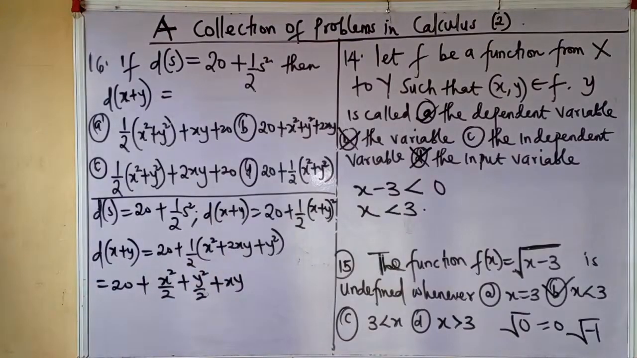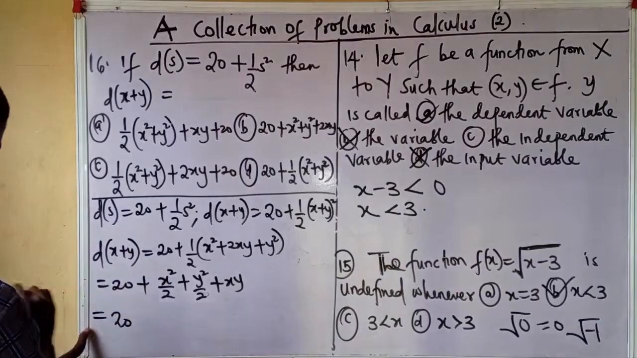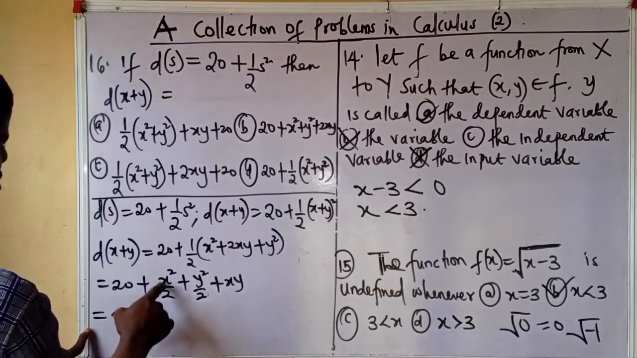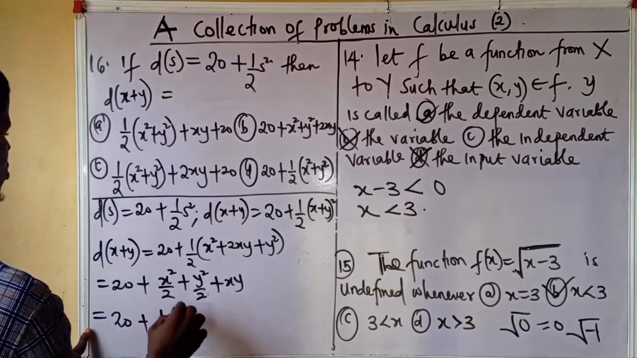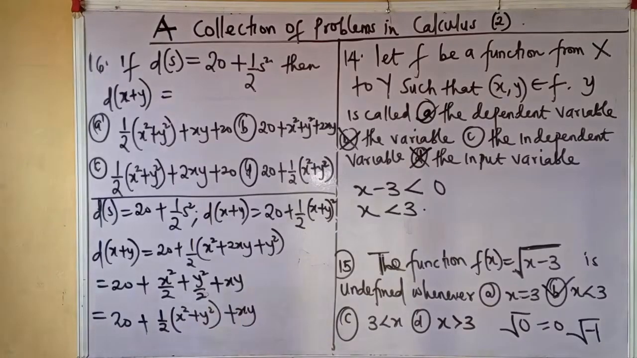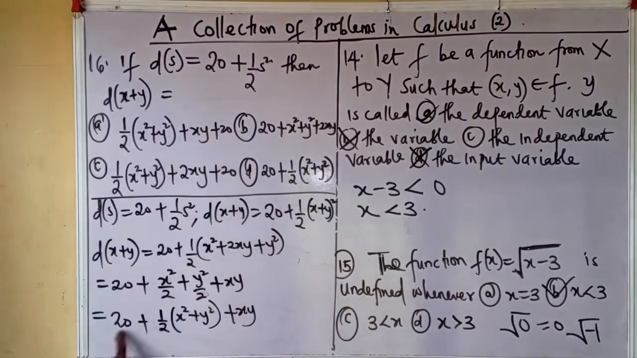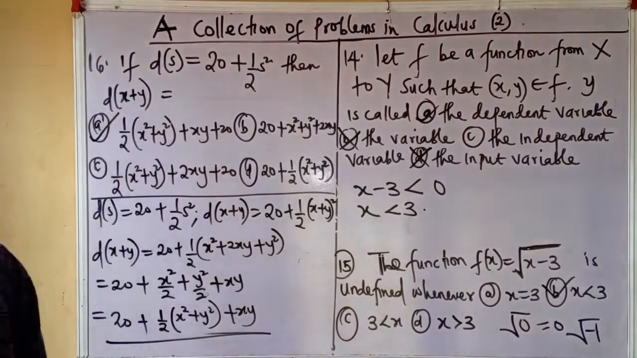Alright, so let me see if anyone matches this. I think I will have to simplify further. This will be xy plus, I can group this, 1 over 2 times x squared plus y squared. I think this should be the answer. xy plus 1 over 2 times x squared plus y squared. Good. This is it. And that's the correct option, A.